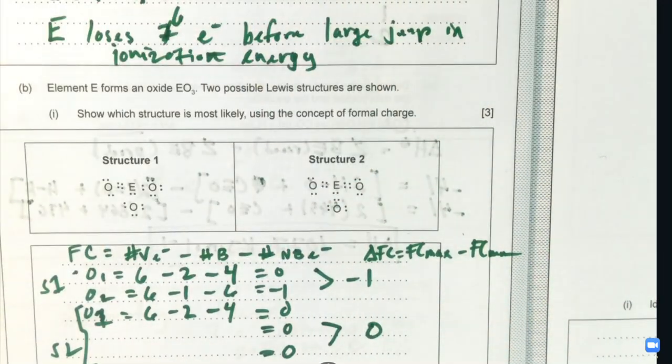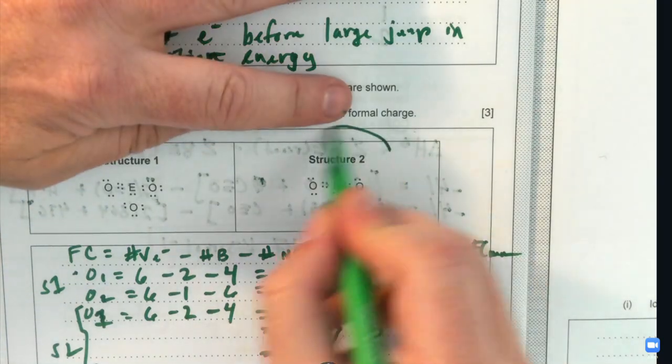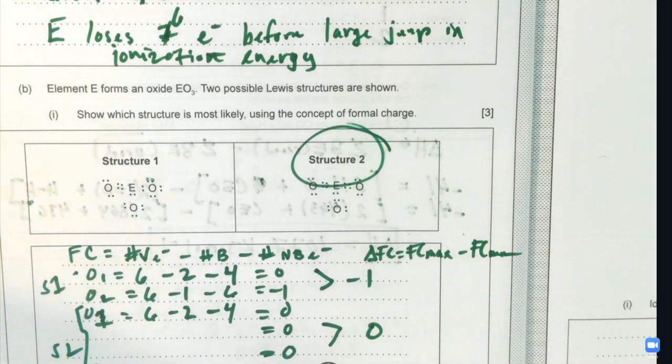Add them all up, max minus min, you get 0. Whichever one's closest to 0 is preferred, so structure 2 is preferred.